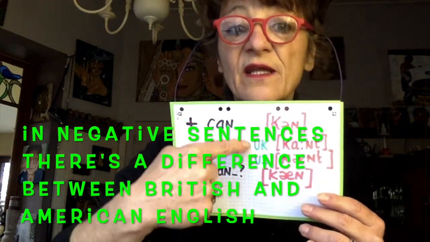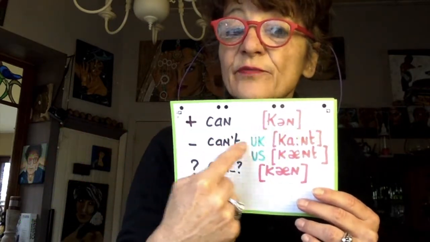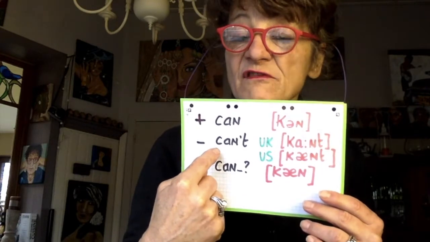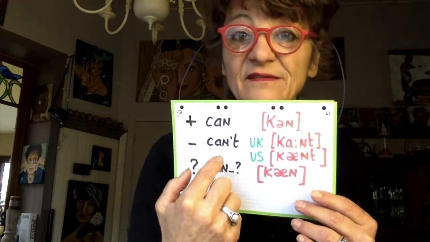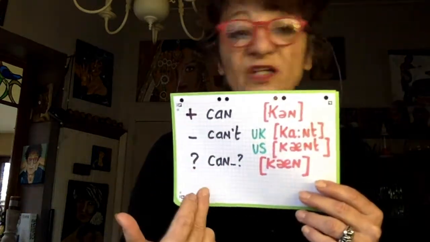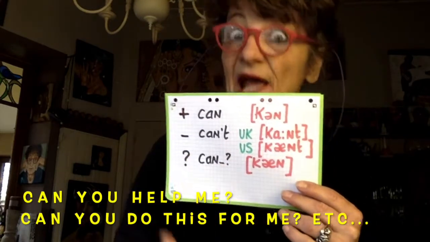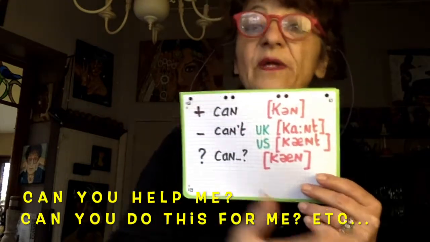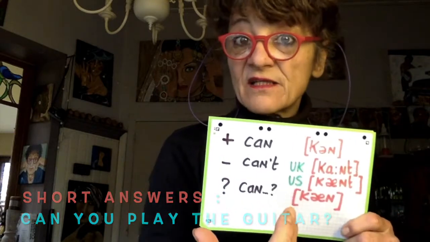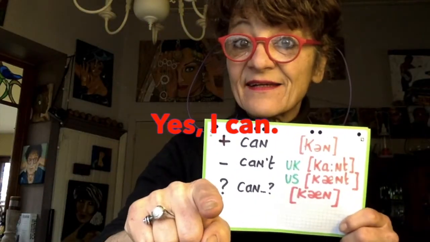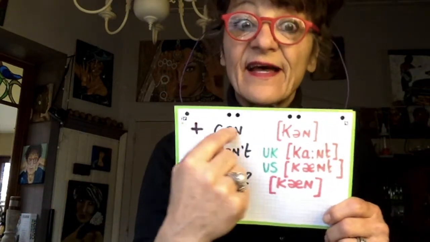Okay? Now, negative sentences, be careful. There is a difference between British English and American English. In British English, you will say, I can't play the guitar. In American English, you will say, I can't play the guitar. All right? Questions, there it's just, can you help me? Can you do this for me? Etc. Now, short answers. Can you play the guitar? Yes, I can. Can you help me? Yes, I can. Not, yes, I can.